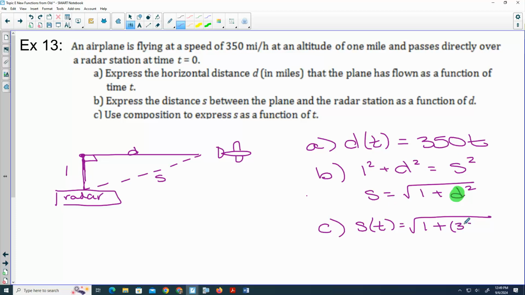If it were a nice number like 3, I would tell you to go ahead and make it 9t squared, but I don't really want to write 350 squared, so I'm just going to leave it like that. So now you could find, at any given point in time, how far the plane was from the radar station.